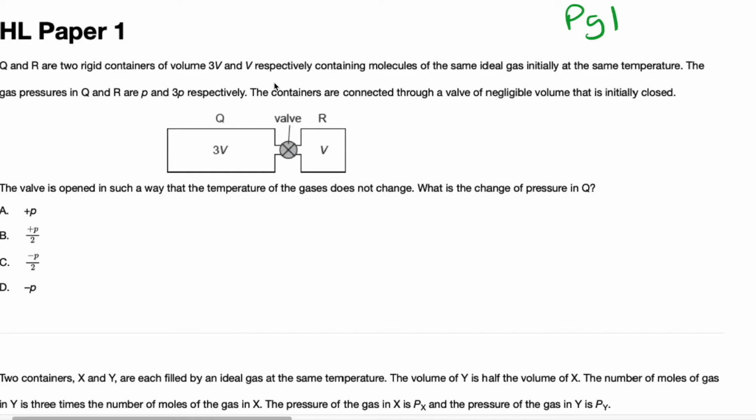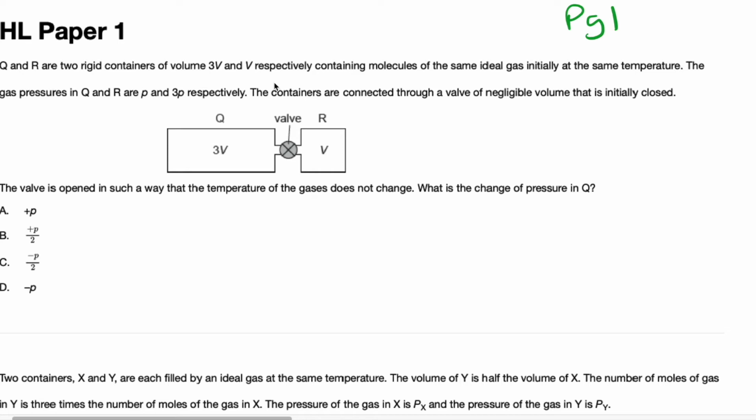the same ideal gas initially at the same temperature. The gas pressure in Q and R are P and 3P respectively. The containers are connected through a wall of negligible volume that's initially closed. The wall is open in such a way that the temperature of the gases does not change. What is the change of pressure in Q?